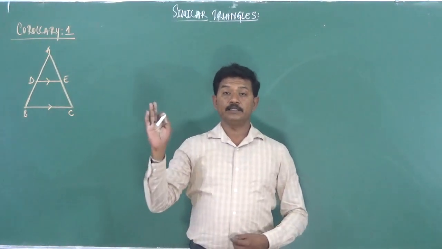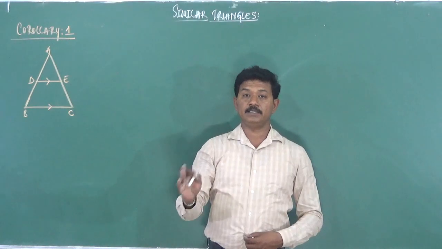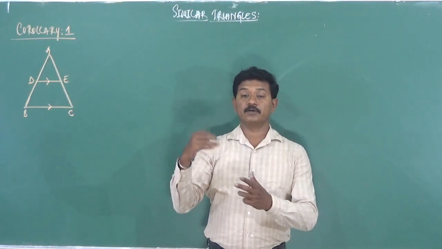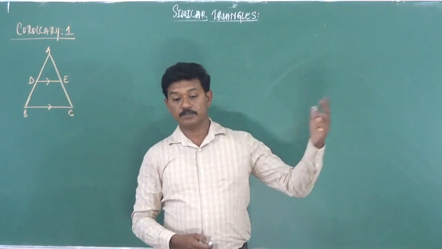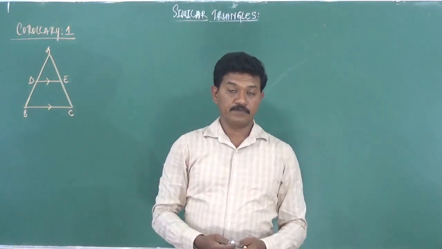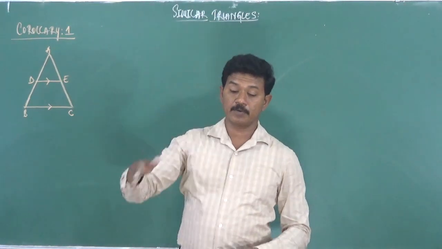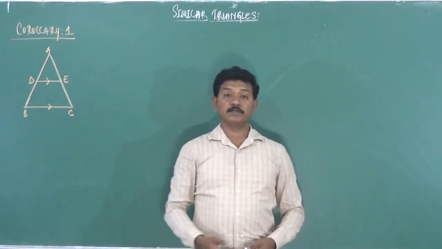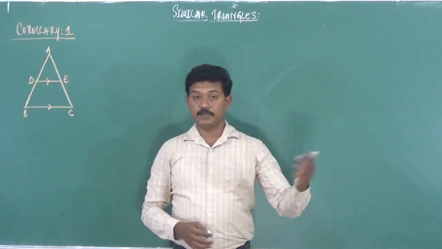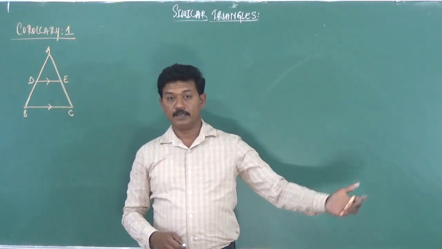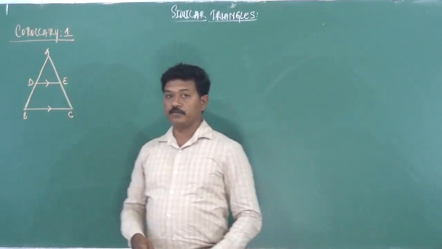But if a line is drawn parallel to the side of a triangle, it does not mean that you can guess the converse of BPT. The converse of BPT is the reverse: if a line divides any two sides of a triangle proportionally, then it is parallel to the third side. That is a different criterion, right? So here we'll go with corollary 1.